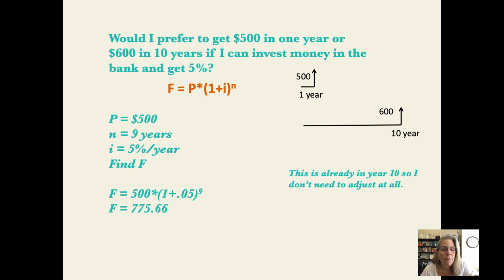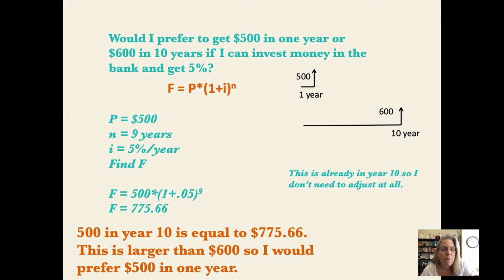So I just do a calculation using my equation, and I can see that $500 in year 10 is equal to $775.66, which is larger than $600. So I would prefer $500 in 1 year. So I hope that makes sense. So you're converting to a common time period in order to make the decision, and then you say which alternative is better, and in this case, the $500 in 1 year is better.